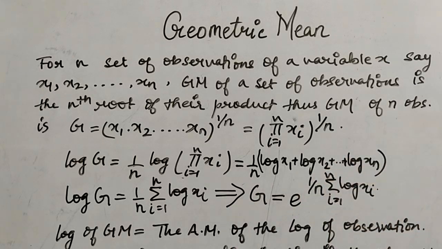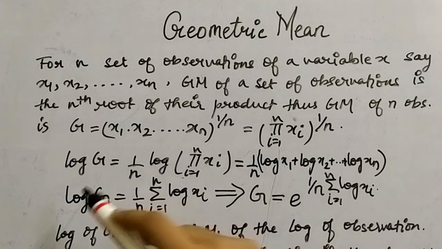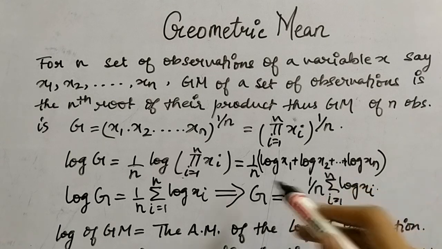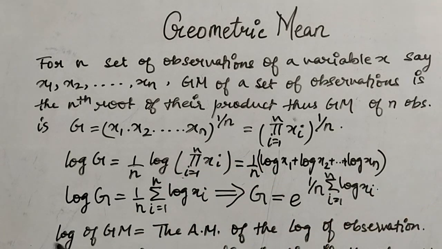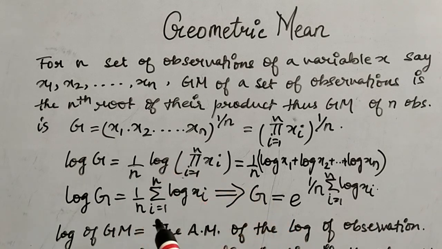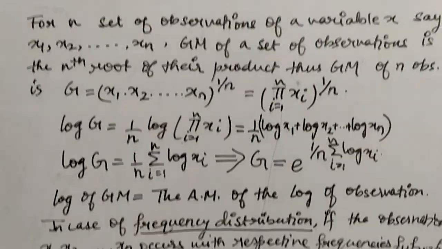And when you have to calculate G, which is the geometric mean, you have to take log on both sides, which is nothing but the exponential to the power of this equation. Log of GM is nothing but the AM of the log of observations. These are the observations. We have taken log of the observations, and this is nothing but the AM of the log of observations. I hope you got this clear.